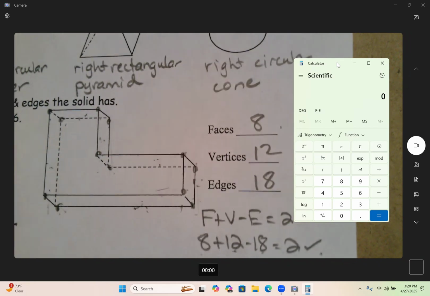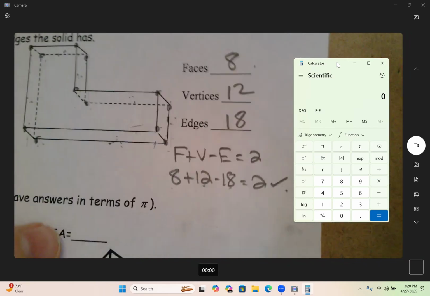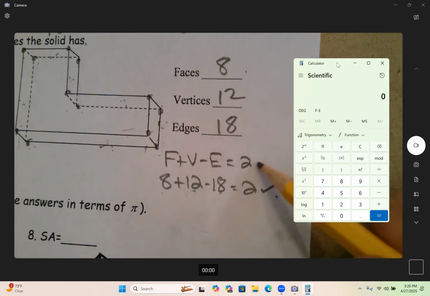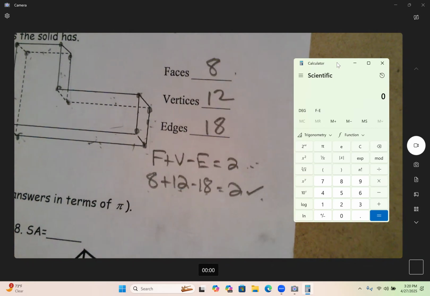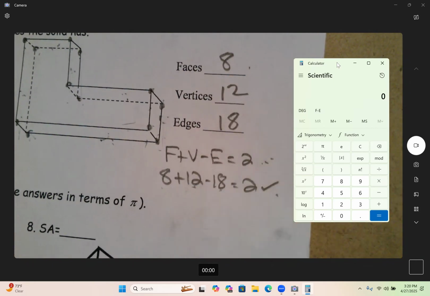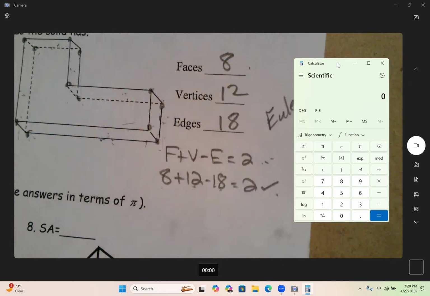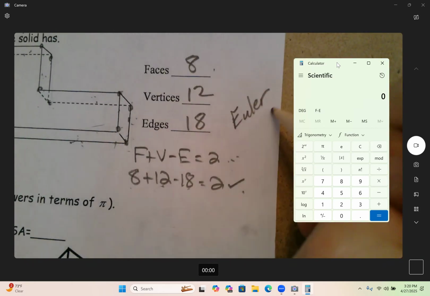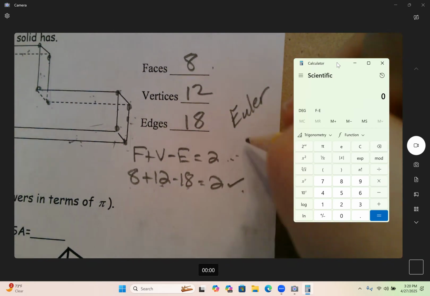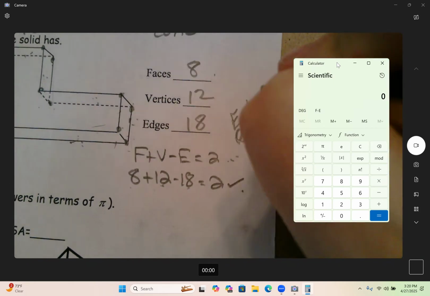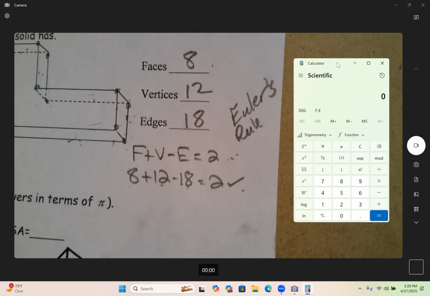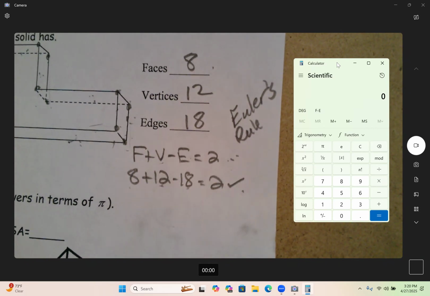So again, you can check your answers on this one and know if you're right if you just remember this rule. Okay, this is called Euler's rule. This rule is named after a famous mathematician. You might think it's Euler, but they say Euler. This is Euler's rule. Faces plus vertices minus edges equals 2.